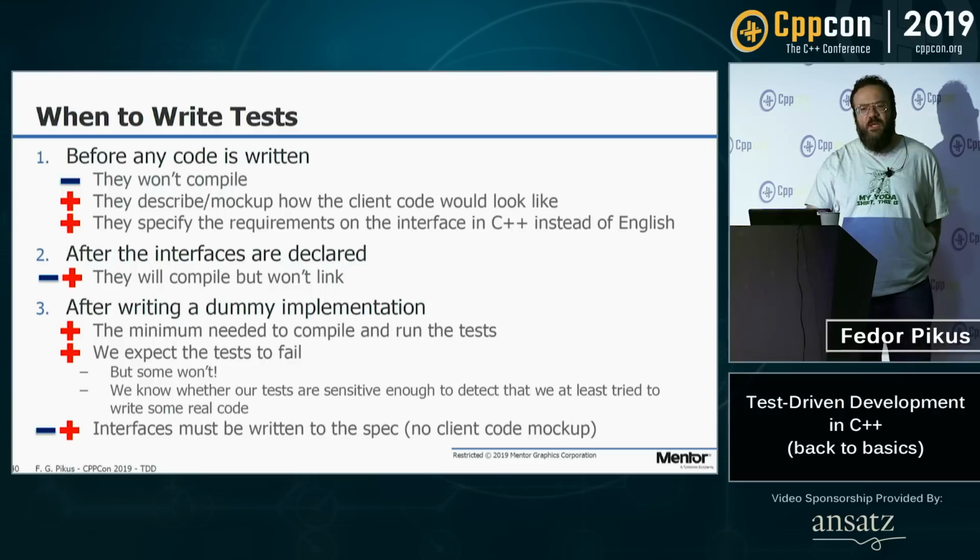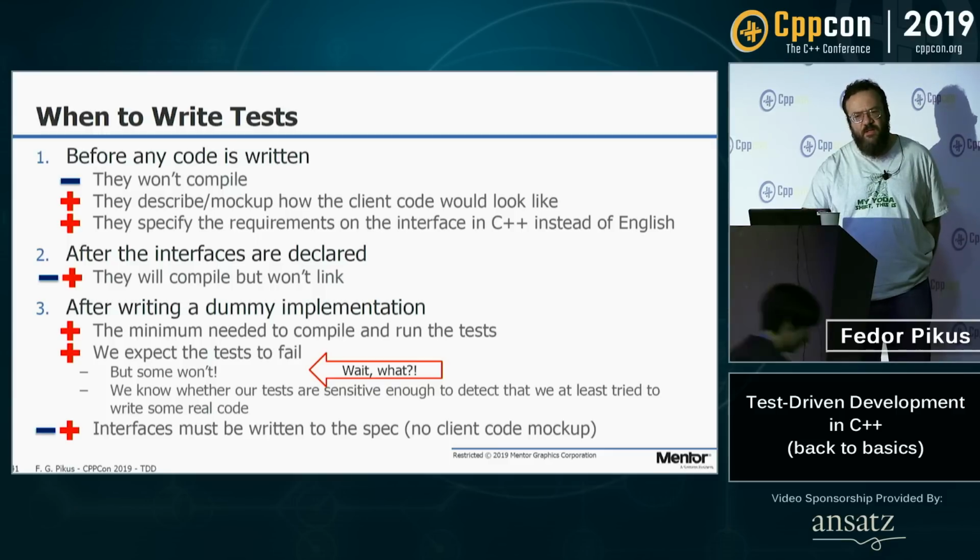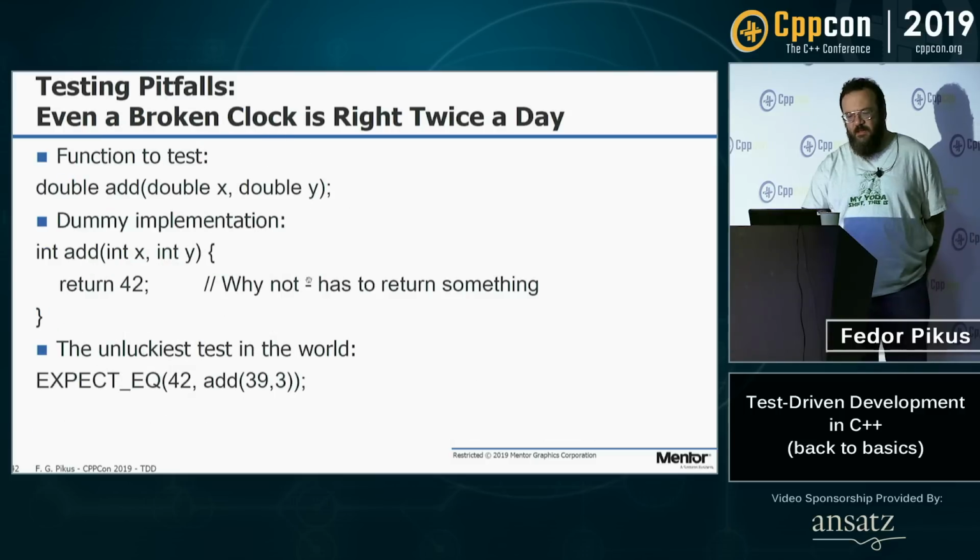But of course, you don't have the client code mock-up, so you have to write the interfaces to some other form of specification. And the problem with that is you can't overly rely on the expectation that the test will fail. You would like them all to fail, because you really don't want the tests that always pass, even when you don't have the code to test. But even the broken clock is right twice a day.